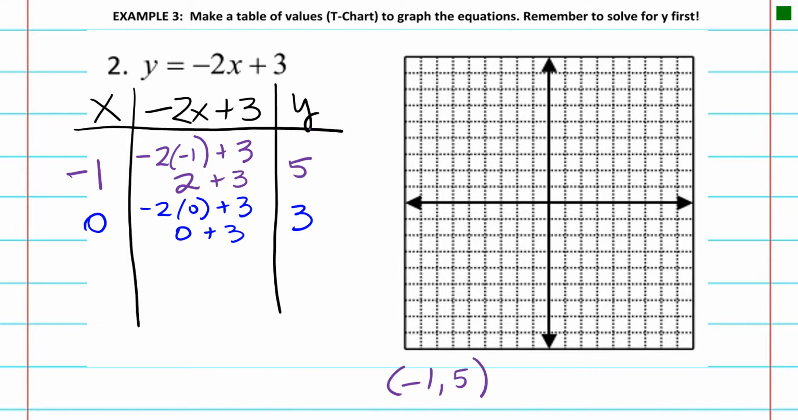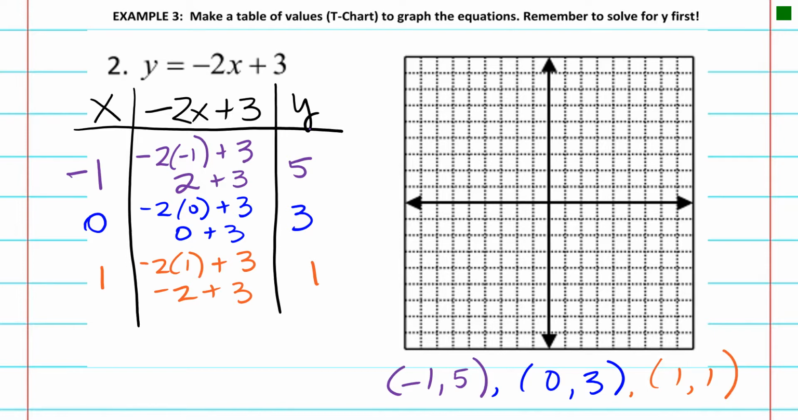And then I move on to my orange. I'm going to use the positive 1. So I have negative 2 times 1 plus 3. So I have negative 2 plus 3, which is positive 1. So I have my 3 ordered pairs. I have negative 1, 5. I have 0, 3. And I have 1, 1.